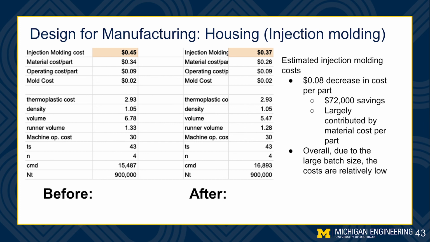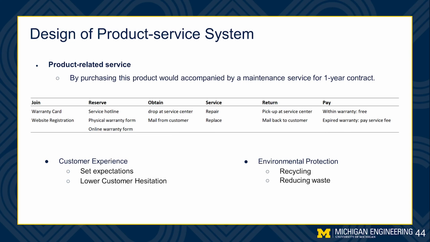For product service system, we decided to use product-related service, which is conducted in terms of warranty for repair and also replacement. By using this PSS system, customers will have higher expectations, which will lower their hesitation when choosing between competitors' products. Also, this system could recycle the failed products and also reduce the waste.